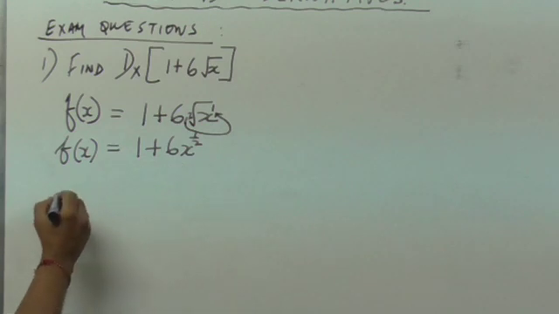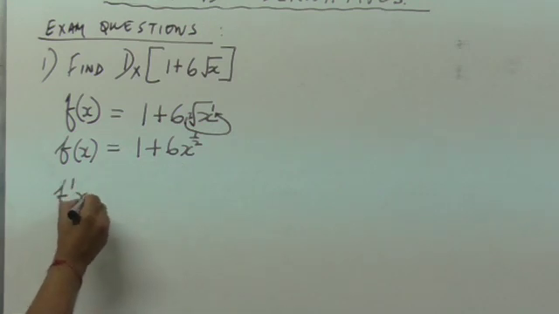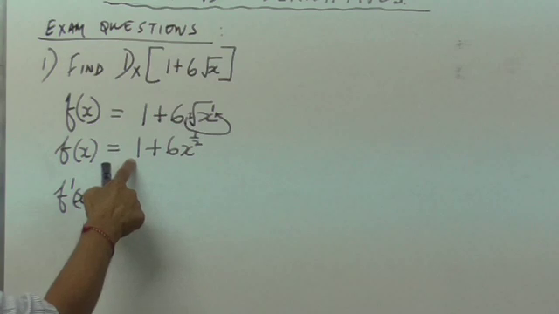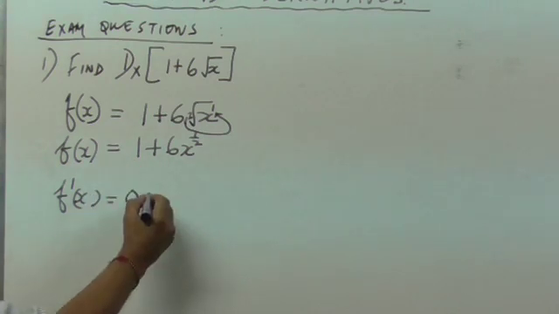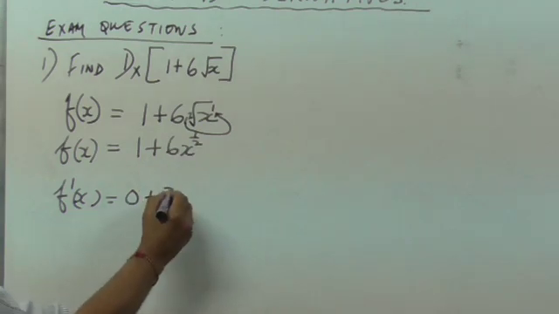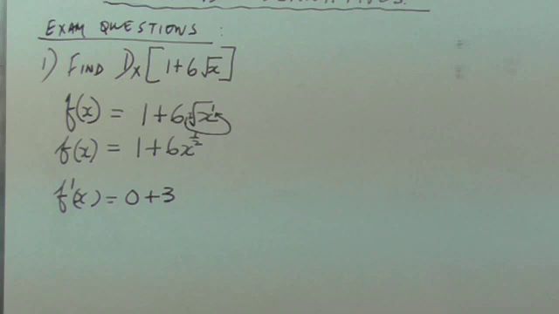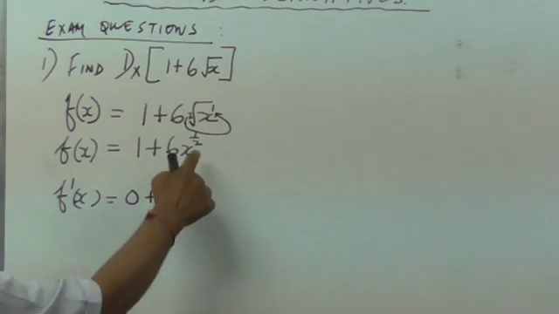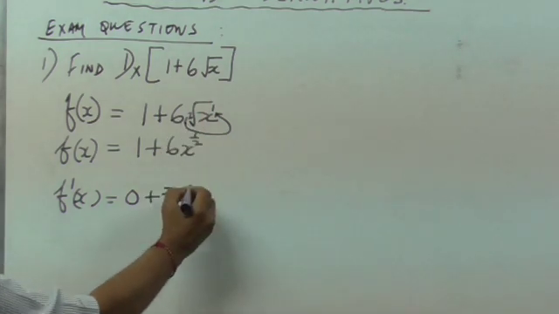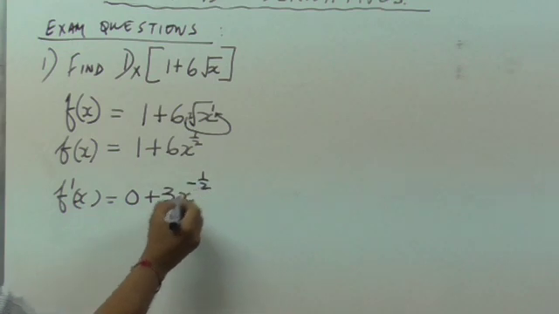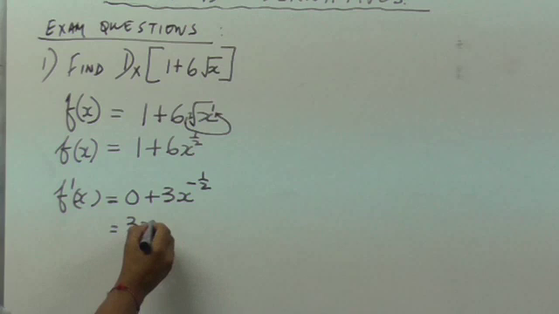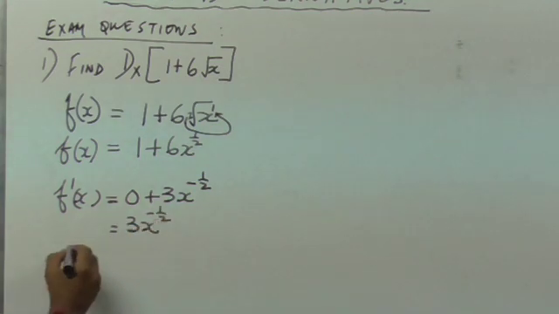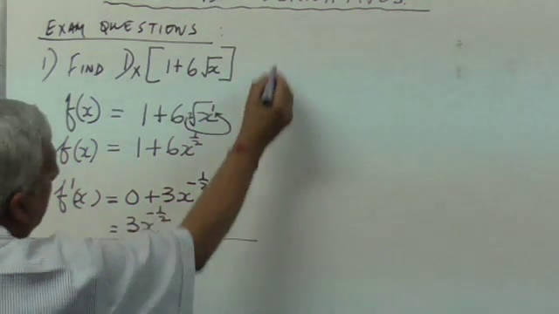So your derivative is f prime x is equal to. This is a constant, so its derivative is 0. I'm just writing it for fun. Now, half times 6 will give you 3. Write down x. Half minus 1, put it in your calculator. You'll get minus half. So that final answer is actually 3x to the minus half. So that was number 1.